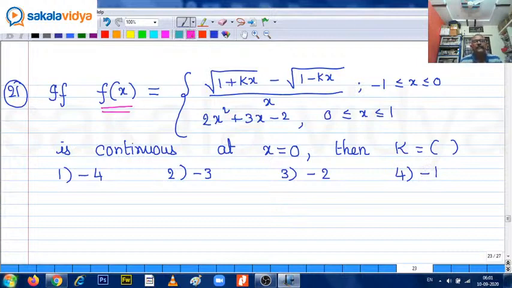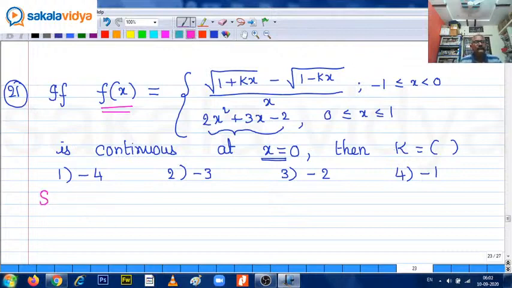f of x equals root of 1 plus kx minus root of 1 minus kx upon x when minus 1 less than or equal to x less than 0. And when 0 less than or equal to x less than or equal to 1, this is 2x square plus 3x minus 2, and it is continuous at x is equal to 0. Then we need to find out the k value. Right.